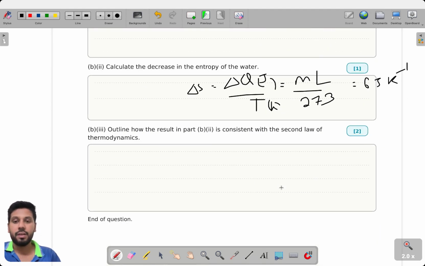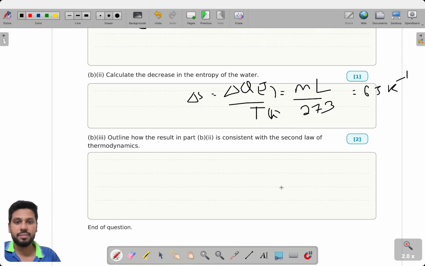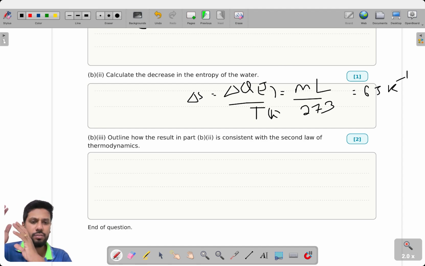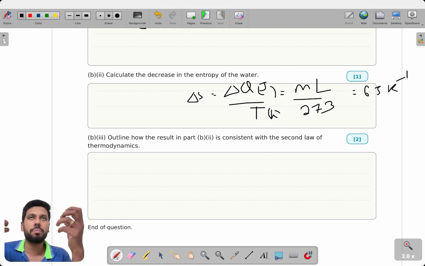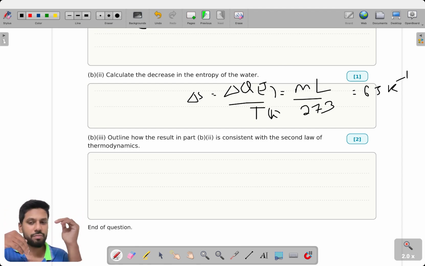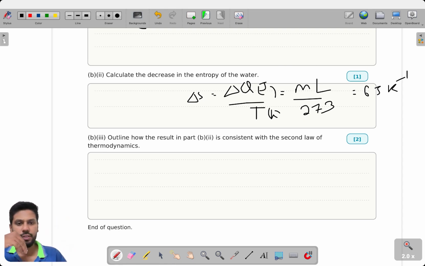Okay. Now finally, outline how the result of part B2 is consistent with the second law of thermodynamics. What does the second law of thermodynamics say? It says that the total entropy of an isolated system cannot decrease. The entropy decreases during freezing. So this clearly tells you that the decrease in entropy in the freezing of water is more than compensated by the increase in entropy of the warming ice, hence total entropy increases.